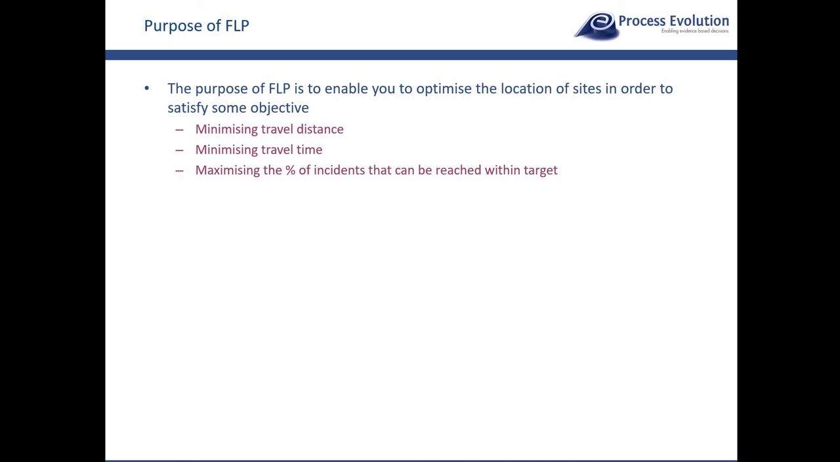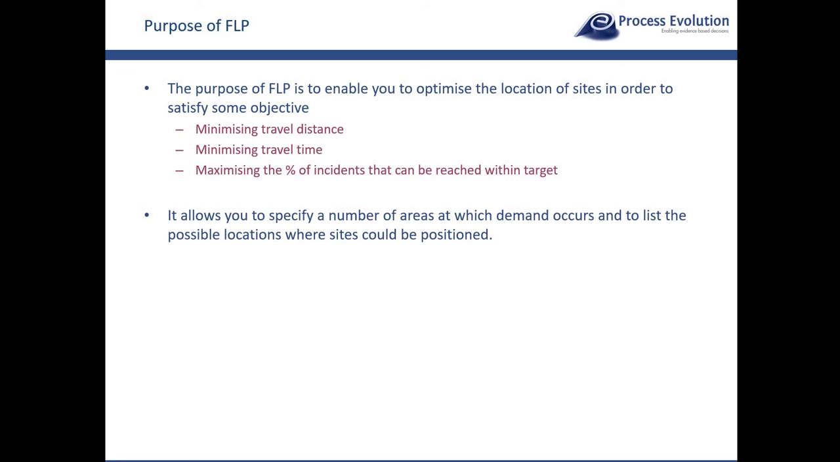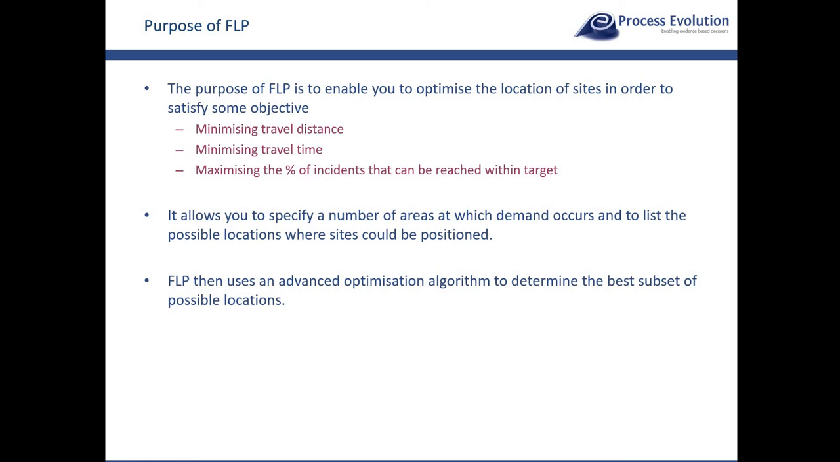The purpose of FLP is to enable you to optimize the location of sites in order to satisfy an objective function. This might be looking to minimize the overall travel time taken by officers, minimize the travel distance that's been taken, or maximizing the proportion of incidents that can be reached within a performance standard. Within the product, it allows you to specify a number of areas at which demand occurs and a list of possible locations where you could position your sites. From that, FLP uses an advanced optimization algorithm to determine the best subset of possible locations.